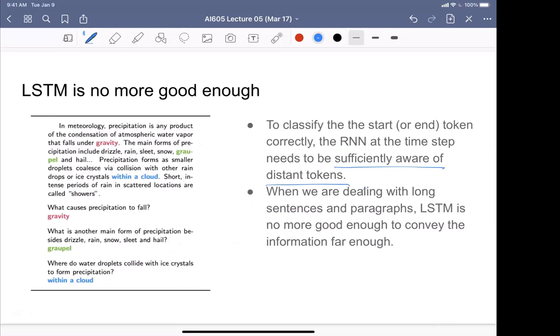And that was very clear because, for instance, I'll give an example. If you want to know that this word here, within, is the start of the target answer, then you look at the question: where do water droplets collide with ice crystals to form precipitation? And you need to travel up to precipitation forms, right? But this precipitation forms, although it's in the same sentence, is very far away in RNNs. It's like 1, 2, 3, 4, 5, 6, 7, 8, 9, 10, 11, 12, 13, 14 words away from the target token that you're looking at.